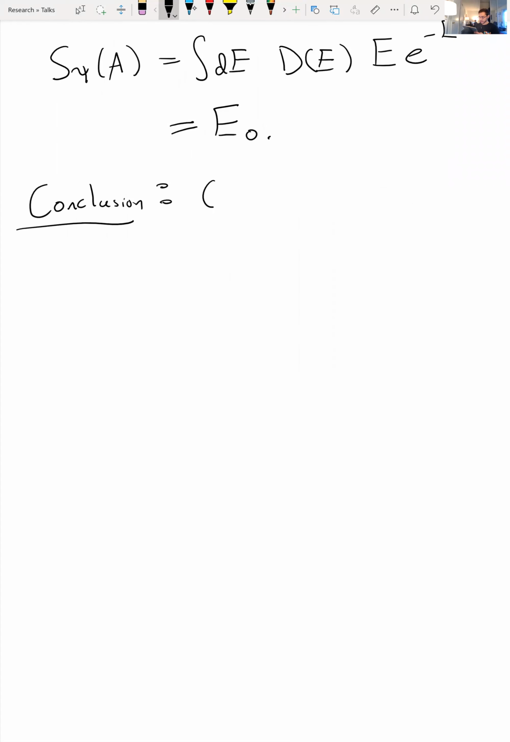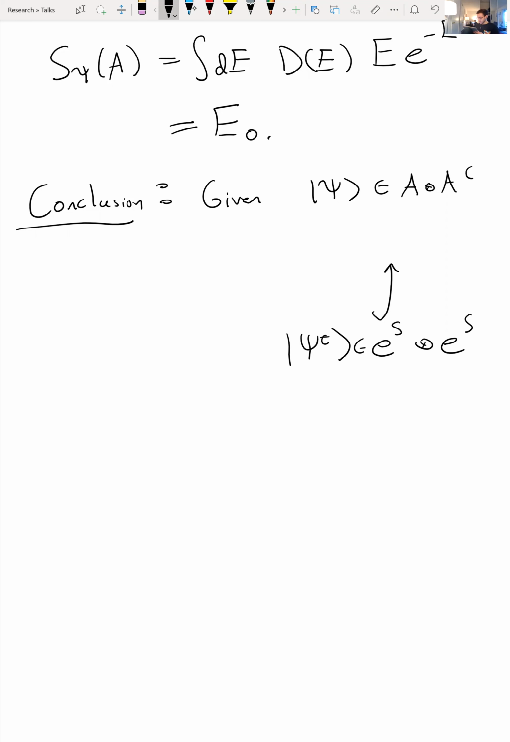Given a state psi, a holographic state in A tensor A complement, there exists some state psi epsilon in a smaller Hilbert space, approximately e to the entropy times e to the entropy. There's a subleading correction there, but I won't worry about that right now. And when I include these smaller Hilbert spaces back into A tensor A complement, that state is going to be very, very close to the original state psi. So this tells me that psi can be faithfully represented on a subspace of dimension e to the S times e to the S.